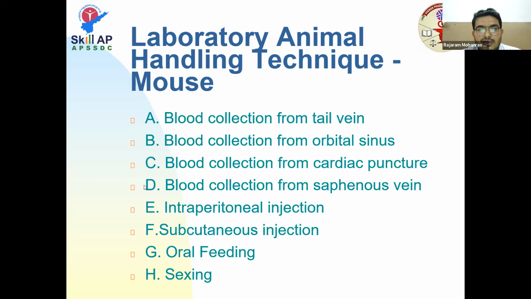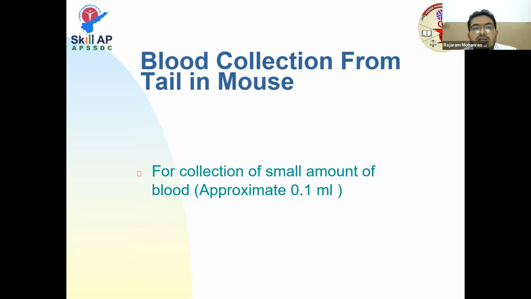So these top 4 are blood collection. The rest of the things are injections, because injection is nothing but giving drugs for evaluation: intraperitoneal injection, subcutaneous, oral feeding. So, blood collection from the tail vein.